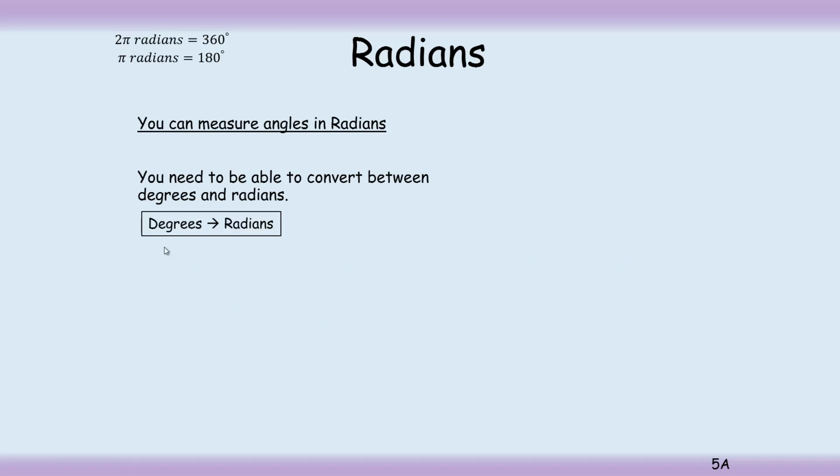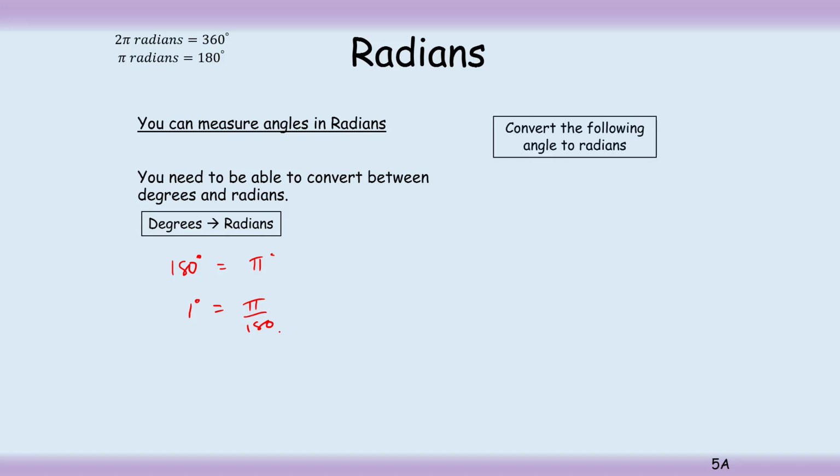Okay, so this time we're going to go in the opposite direction. We're going to convert from degrees to radians. Now you know that 180 degrees is equal to pi radians. That means 1 degree is going to be equal to pi divided by 180. So let's have a look at this example then. Convert 150 degrees into radians.